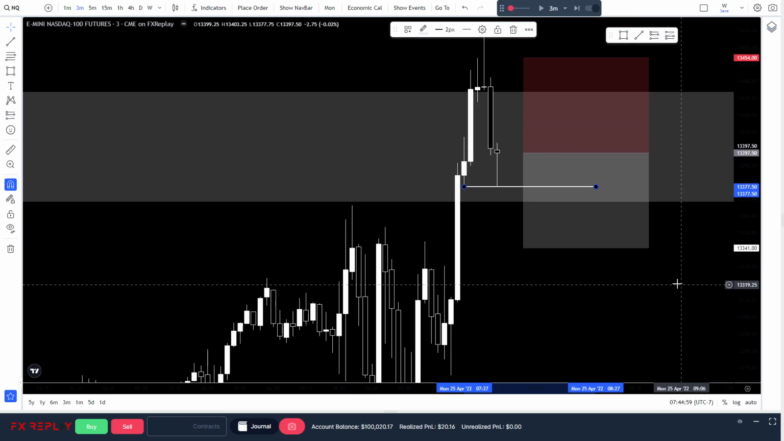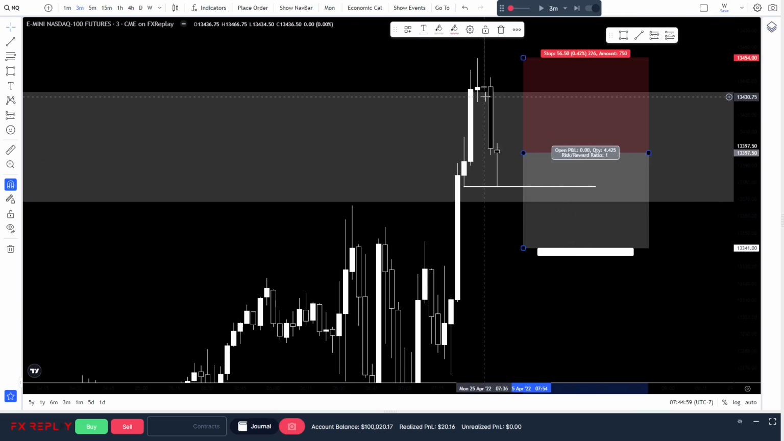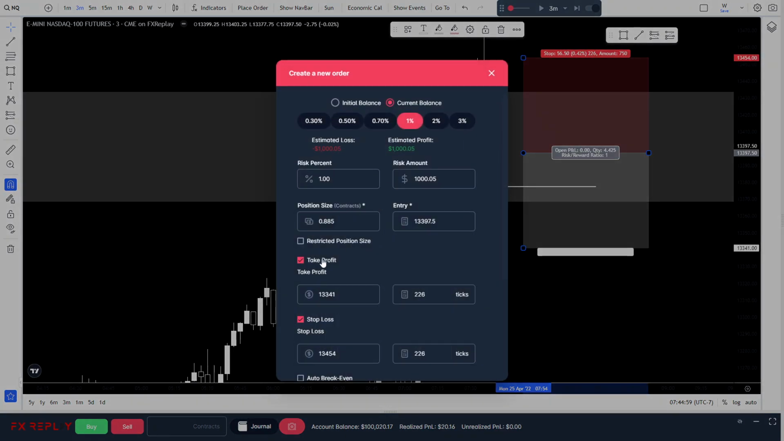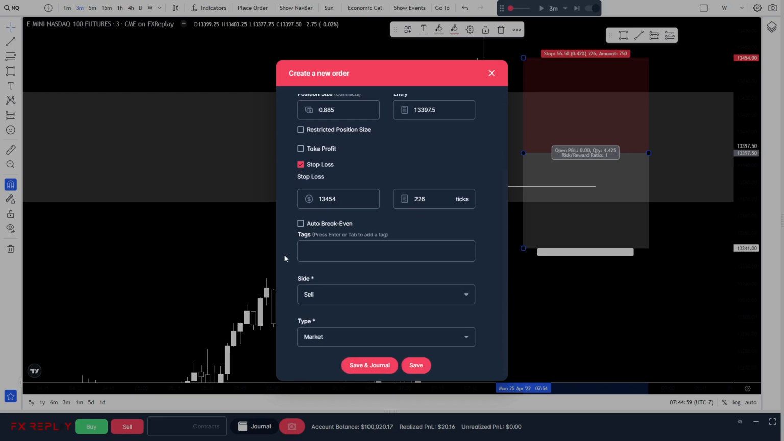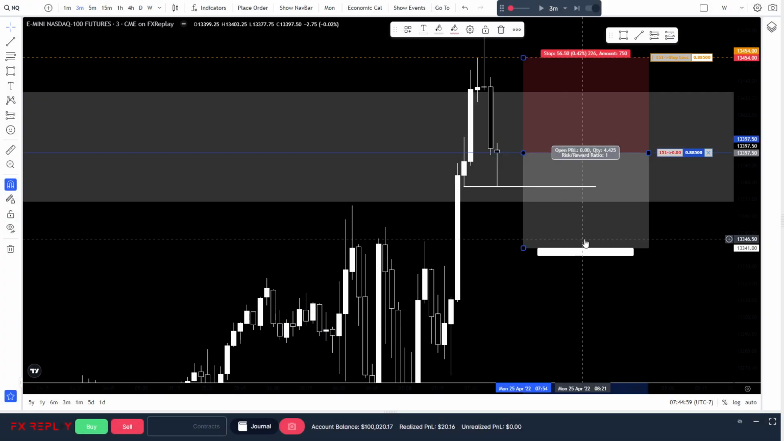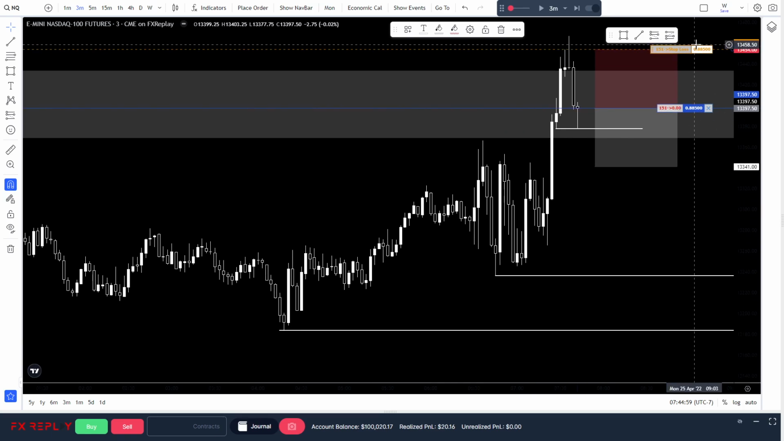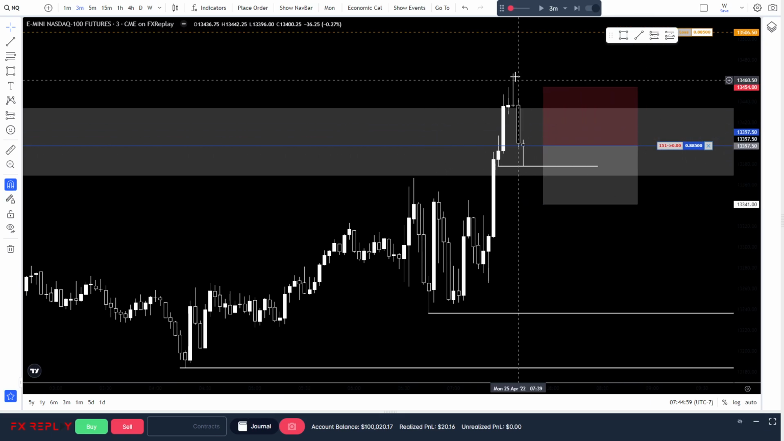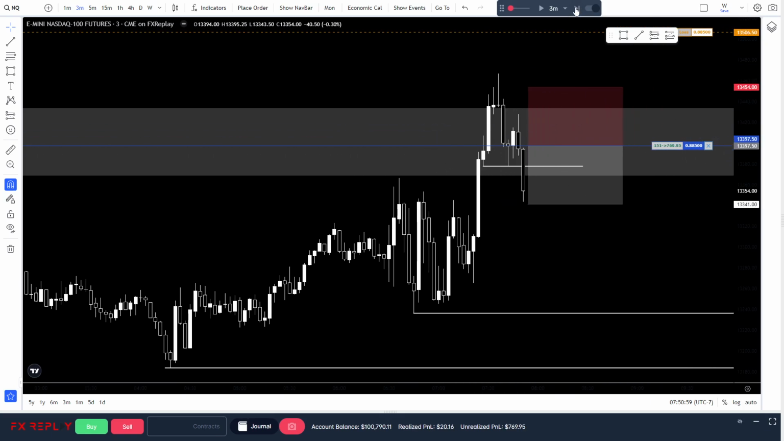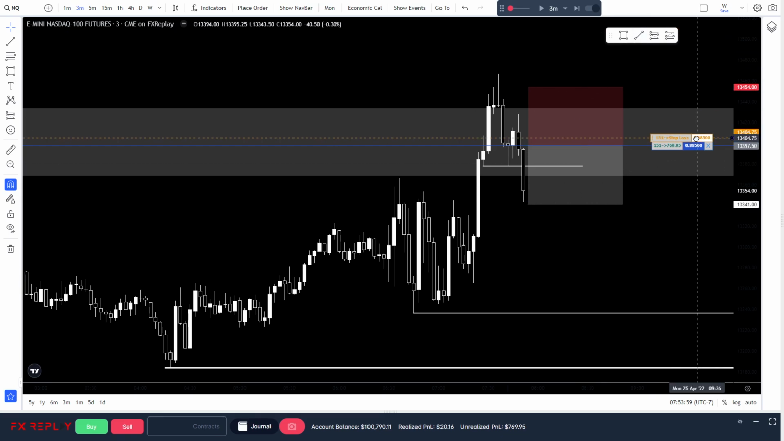Close. Yeah, all right. So place order, no take profit. Okay, so move the stop loss up. So why is this a good trade? Okay, well, let's just see if it works first. Okay, boom. So there's stop loss to break even.